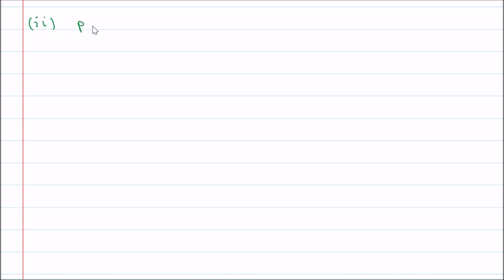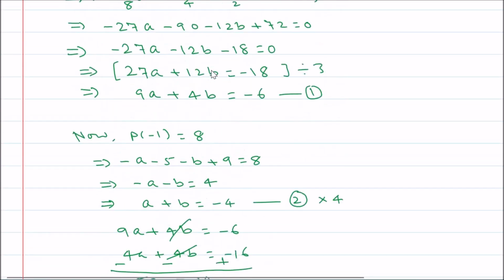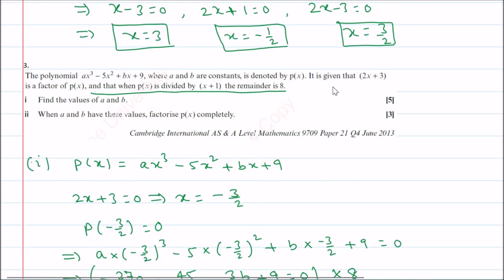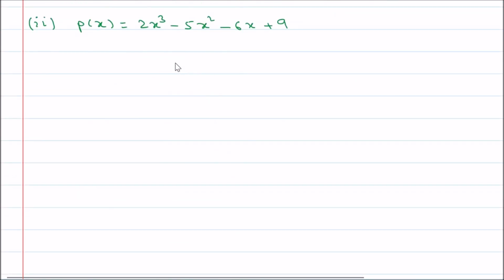p(x) is equal to, after putting the values, 2x cube minus 5x square minus 6x plus 9. So, as this is the p(x) now, it says 2x plus 3 is a factor. So, one factor is already known. So, what we will do? We will divide the polynomial by 2x minus 3. Sorry, 2x plus 3.